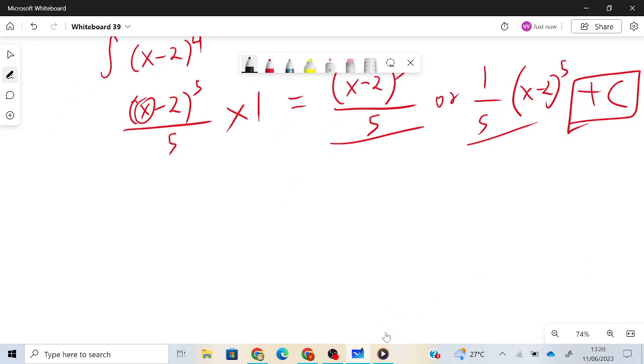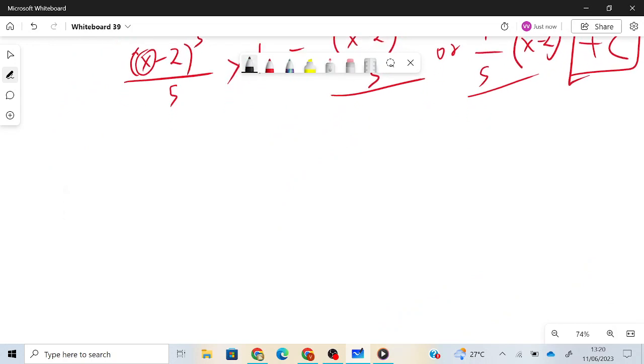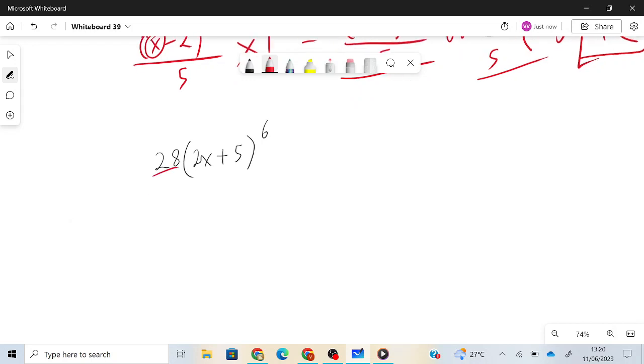Right, on to the next example. It says to integrate 28 bracket 2x plus 5 to the power of 6. Now this one is slightly different since we have a coefficient in front, but let's see how it goes. We are to find the integral of 28 into 2x plus 5 to the power of 6.